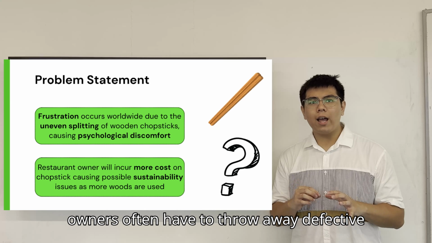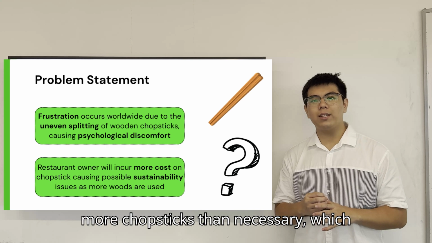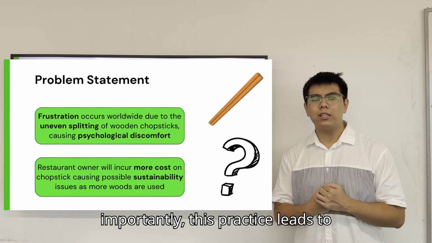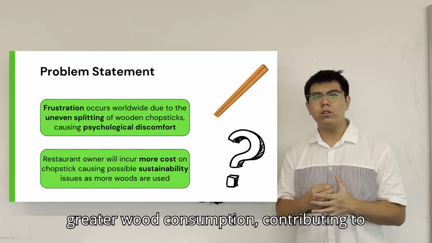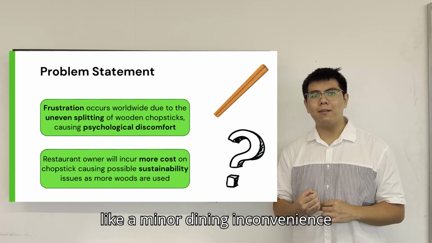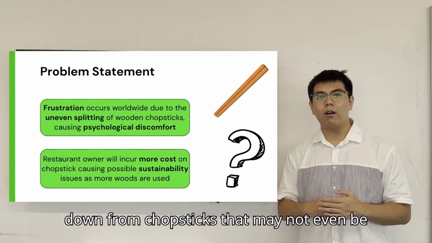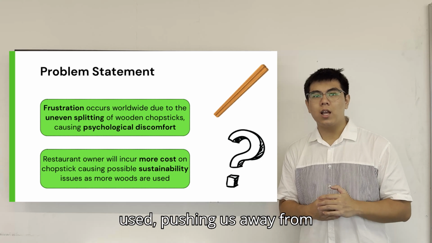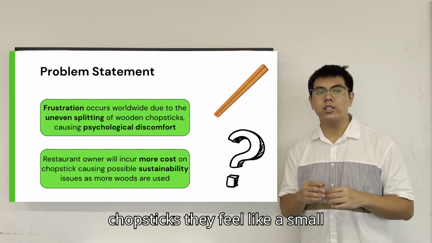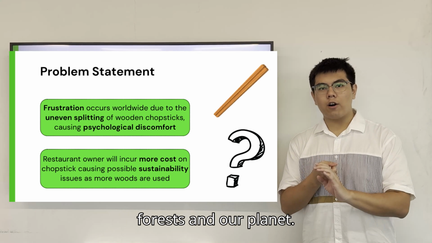Restaurant owners often have to throw away defective chopsticks to maintain customer satisfaction. This makes them order more chopsticks than necessary, which increases their operation costs. But more importantly, this practice leads to greater wood consumption, contributing to unnecessary waste and accelerating deforestation. In other words, what seems like a minor dining inconvenience actually has serious sustainability implications. More trees are being cut down for chopsticks that may not even be used, pushing us away from environmental goals. So, while uneven chopsticks may feel like a small problem, they point to a much larger issue, one that affects businesses, forests, and our planet.